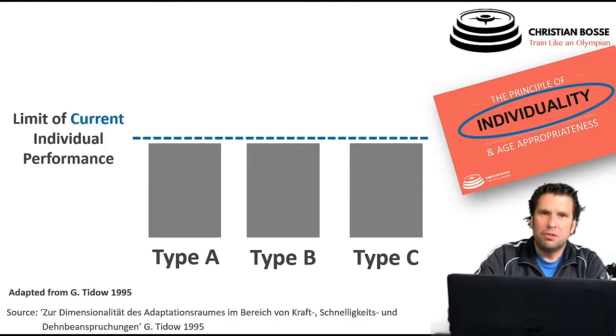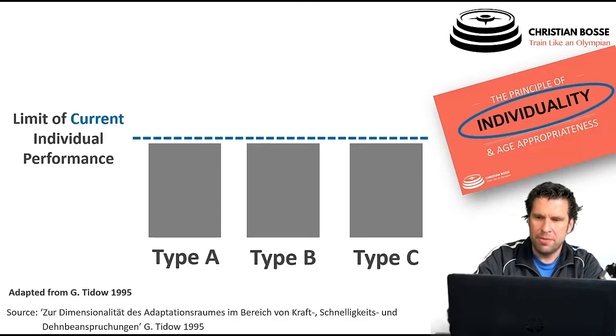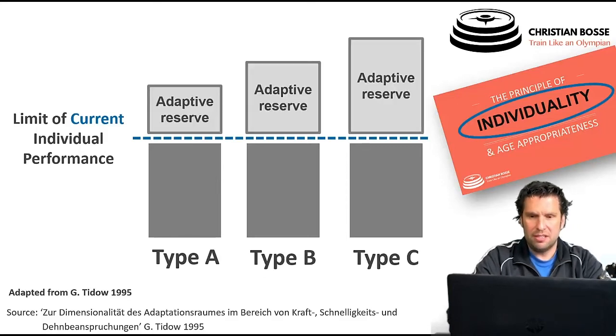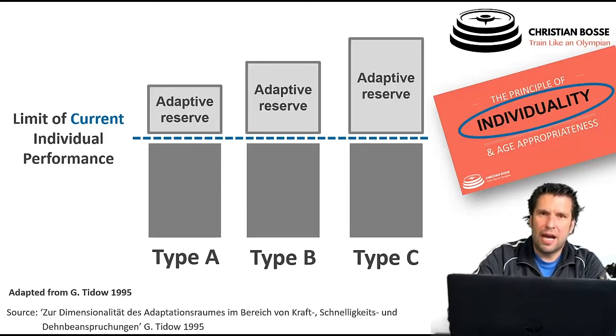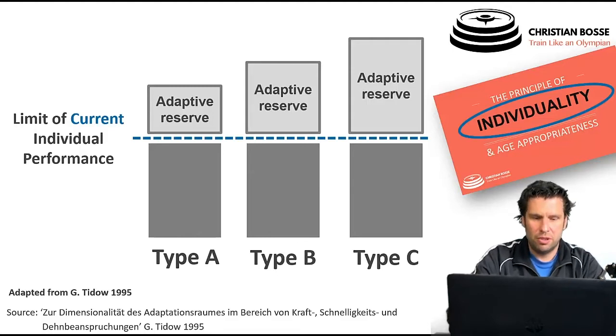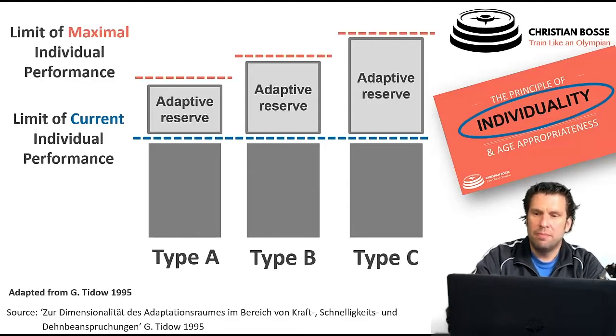So, Professor Tito, I was fortunate to learn under him during the early days in my studies. He kind of came up with the idea that there are different adaptive types. And he came up with this model that there's a limit of the current individual performance, and then we have a type A, type B, and type C. And what he said is that different types have a different adaptive reserve, which means that the maximal individual performance is different for different types.